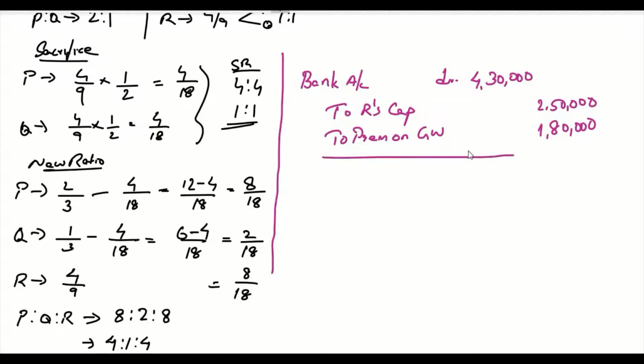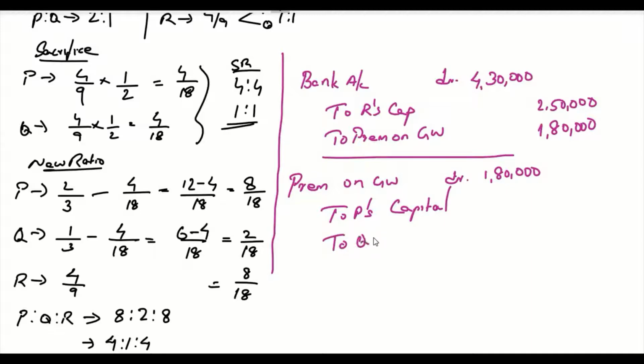Now we need to distribute the premium on goodwill to the old partners in their sacrificing ratio. So premium on goodwill account debit 1,80,000 to P's capital, to Q's capital. And what is the sacrificing ratio here? The sacrificing ratio is already given in the question. It's 1:1. So that's 90,000 and 90,000.